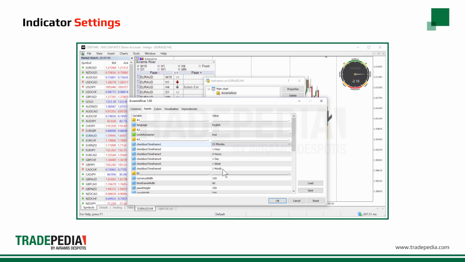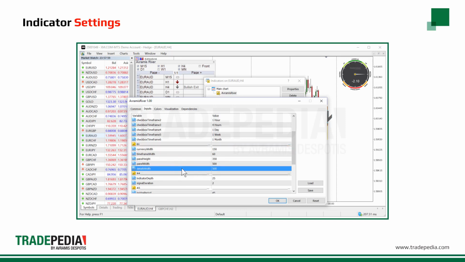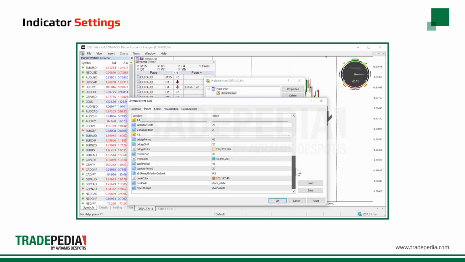Furthermore, the dimensions of the monitor panel can be adjusted. From this option, the height and width of the panel can be changed along with the width of each column. Scrolling further down, indicator depth refers to the number of candles that the indicator appears on. With the input of 25, the river indicator will be visible across the last 25 candles.